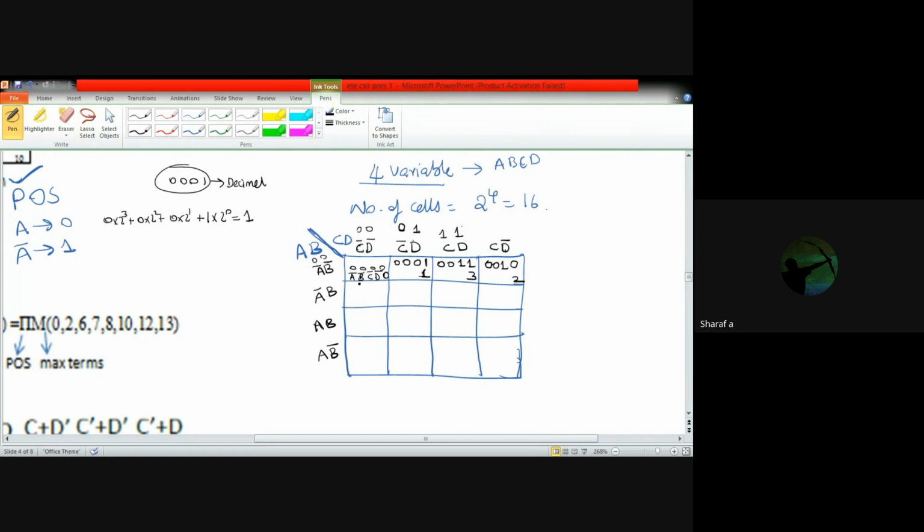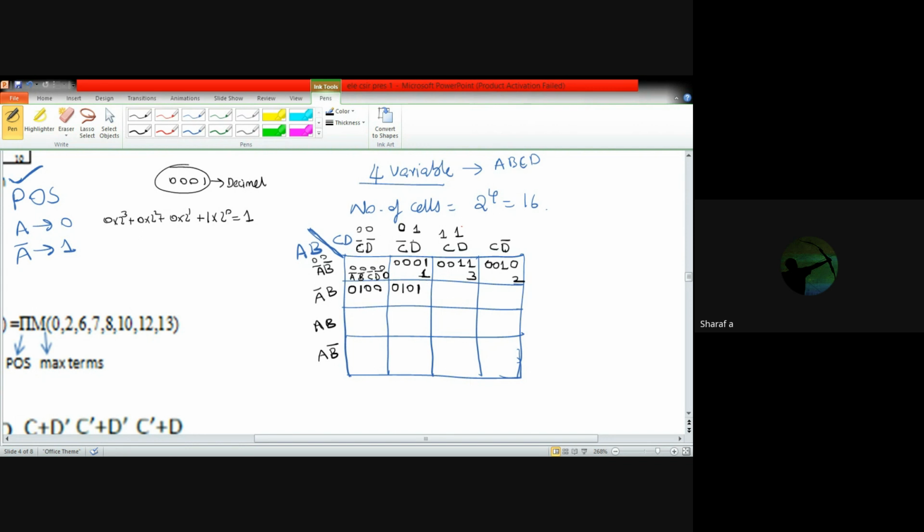Next one is A bar B. A bar B means A bar is 0, B is 1, C bar D bar 0 0. Then A bar B, C bar D means A bar is 0, B is 1, C bar is 0, D is 1. Okay. In the same way, you can complete this.